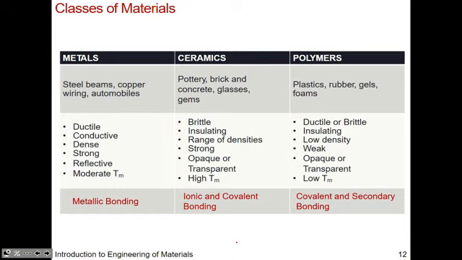Yes? So you said polymers were low density because of their secondary bonding. Seems kind of counterintuitive. Oh, okay. So clarification, the question is, it seems counterintuitive that polymers are less dense because of secondary bonding, because there's more bonding.